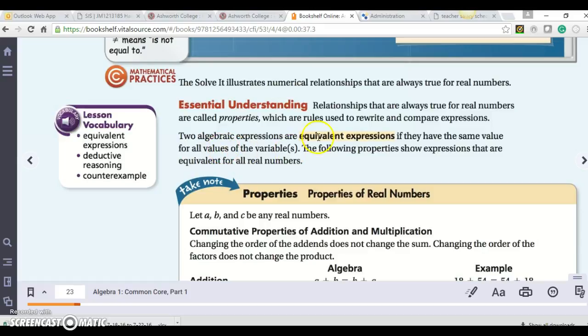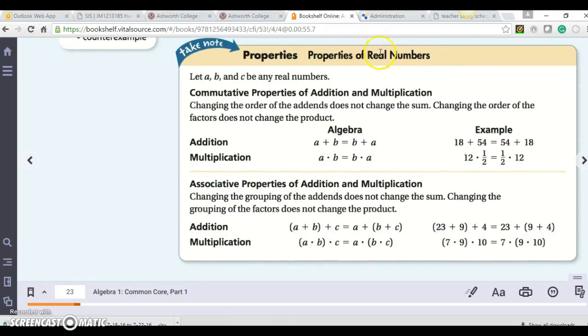Two algebraic expressions are equivalent expressions if they have the same value for all values of the variables. The following properties show expressions that are equivalent for all real numbers. So, properties of real numbers. A, B, and C are any real numbers. Commutative property of addition and multiplication.